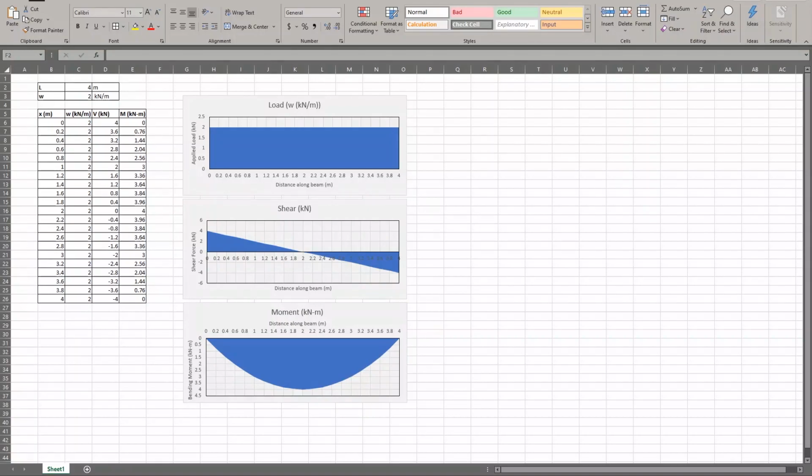So what I've done is I've gone through in Excel, and I've taken these equations. You can see this is the same equations we've just derived, and then I've plotted up the loading diagram, the shear force diagram, and the bending moment diagram. You can see that yes, indeed, the maximum bending moment occurs where we have 0 shear, as we would expect. It's always good to see when that comes out.